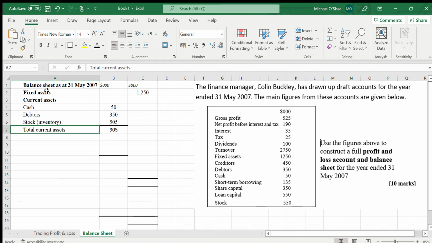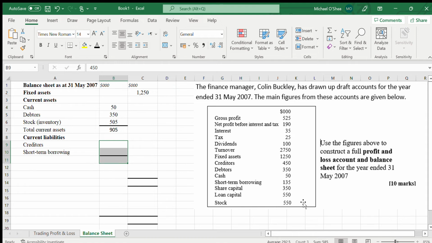After that, short-term liabilities. That's the next thing we deal with. Money that I owe within 1 year. We have creditors, which is money that I owe to my suppliers. We also have borrowing, but we're told it's short-term, so this short-term borrowing will be treated as current because it's within 1 year. The figures are given. I put them in and add them up. It's 585.